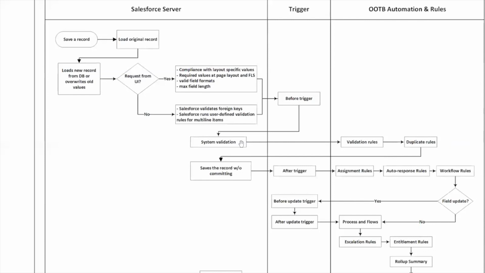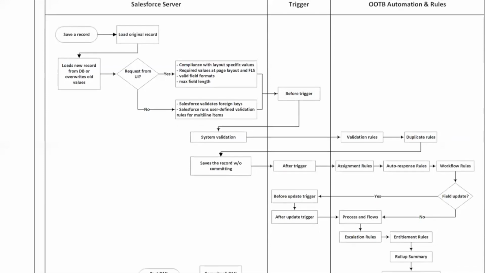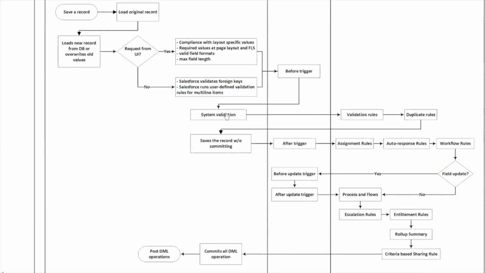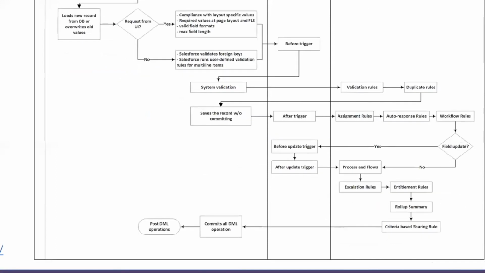When we say system validations, things like required fields and format validations, which are inbuilt from the object standpoint, those system validations will occur. Next, there are duplicate rules which help you identify the duplicates. And then the record is saved, but it is not committed to the database. This is one of the key differences. The record is not committed to the database, and then your after triggers will execute.